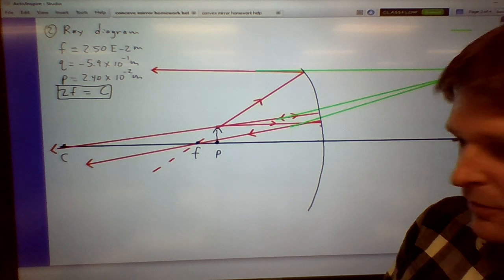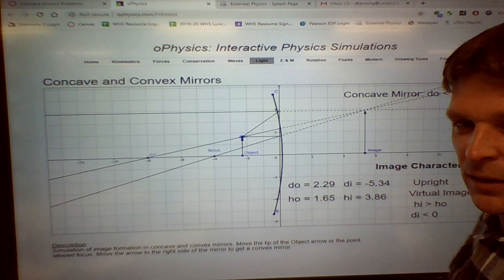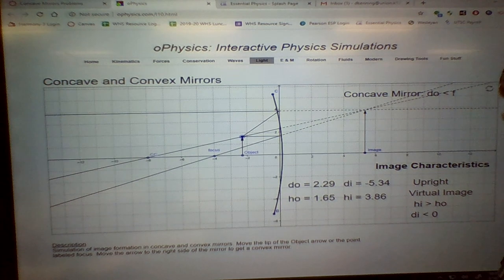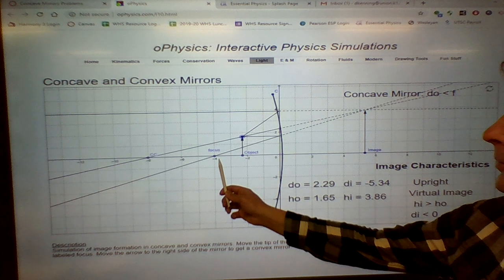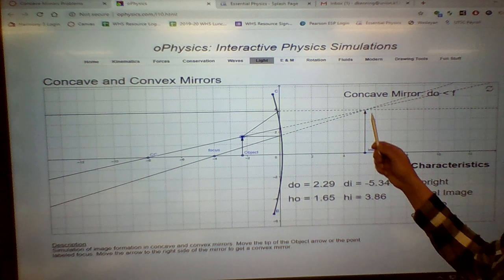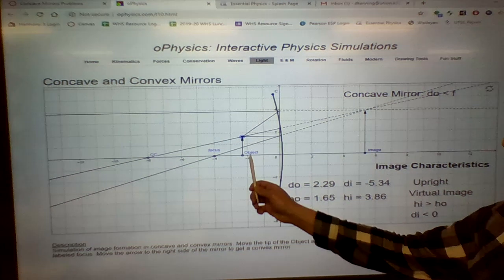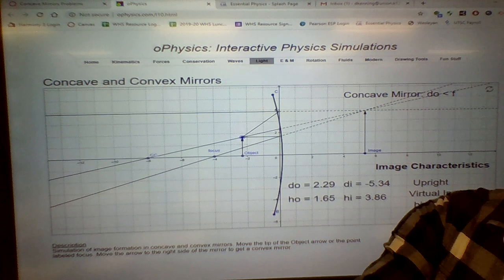You can also verify this through the online simulator. This is the online simulation of problem 2 from the homework, and you can see that if we have an object closer in than the focal point, we do get a virtual image that's upright. It's also magnified. It's bigger than the original object. And because it's virtual, it's behind the mirror.